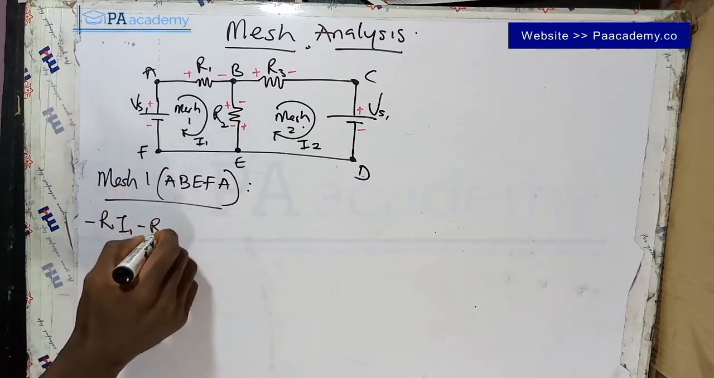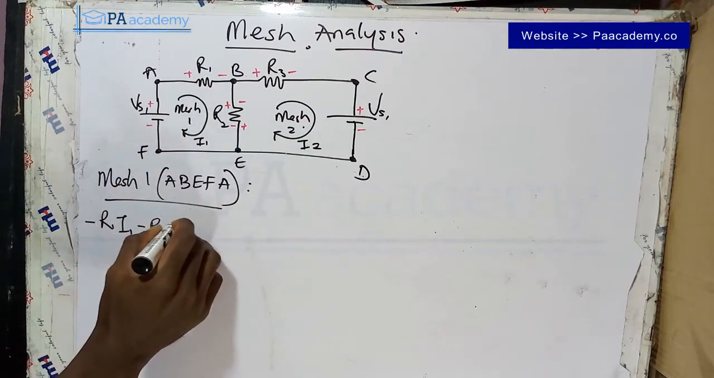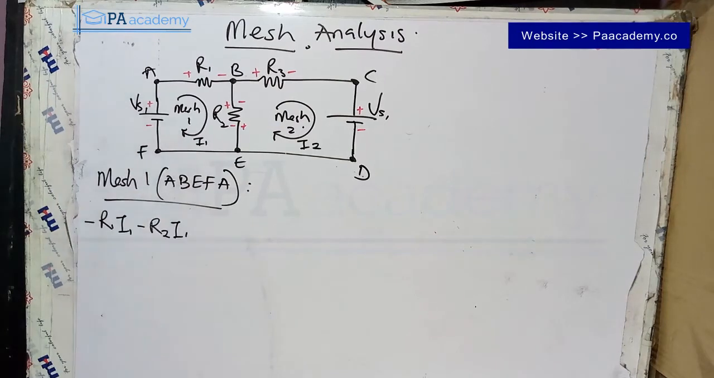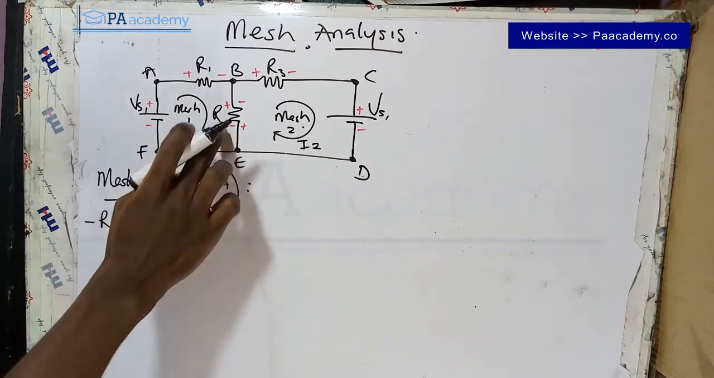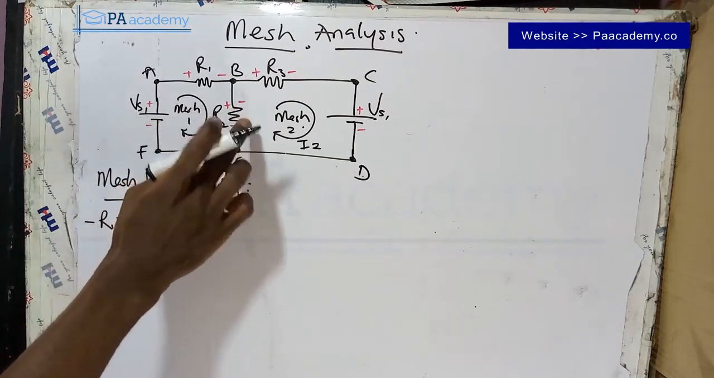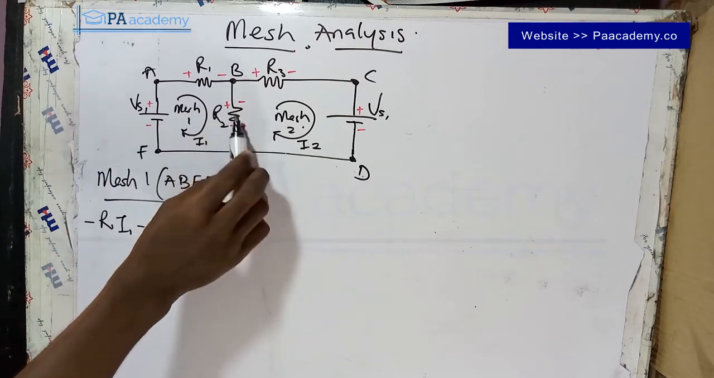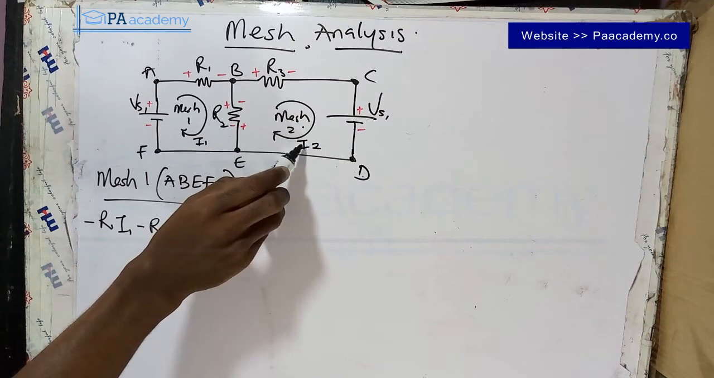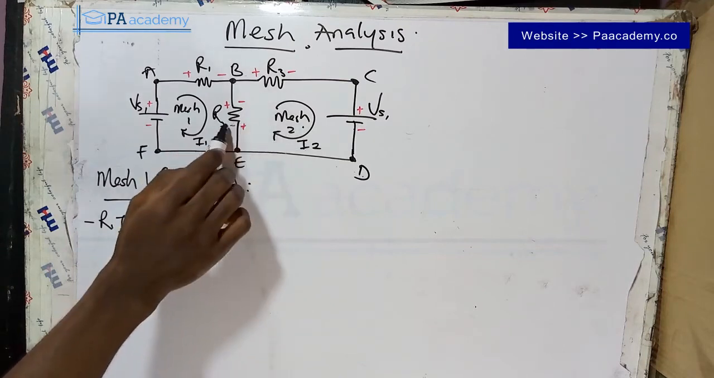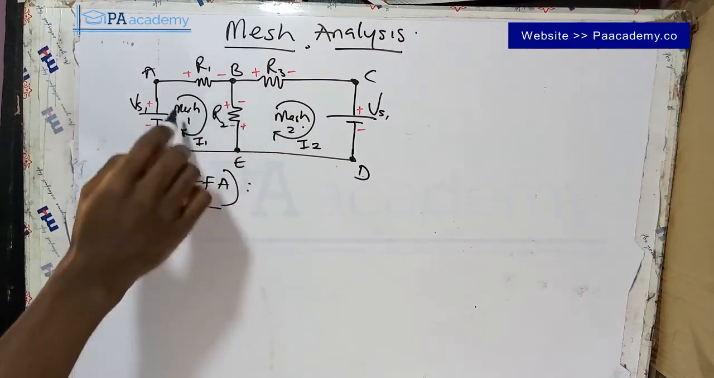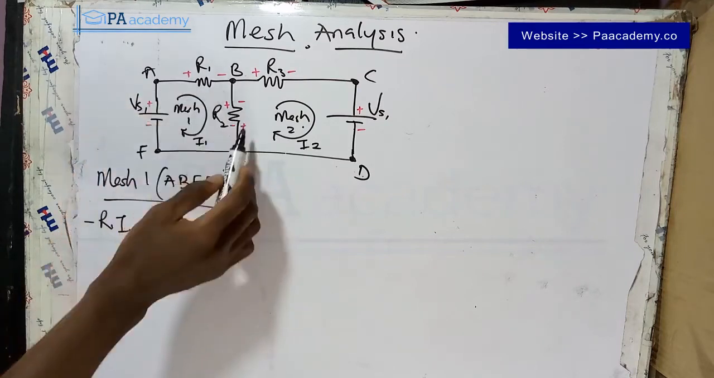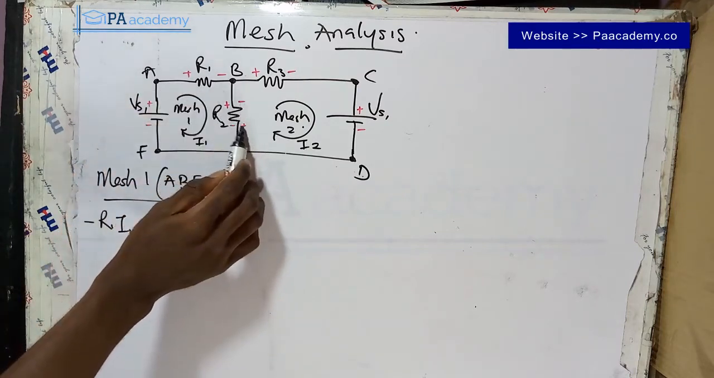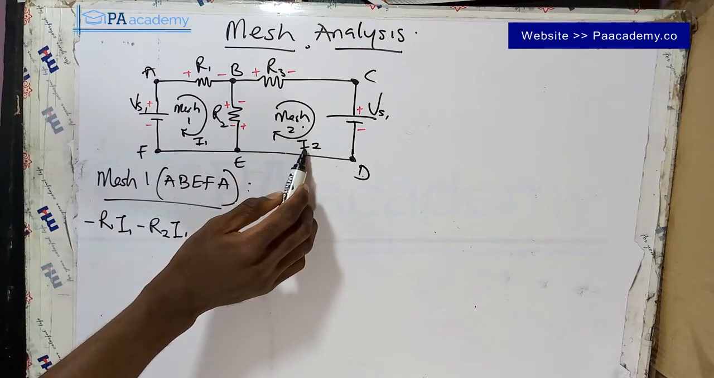That will be minus R2 I1. So let's now, before we move further, there is also another current that is passing through this R2 resistor. That is because current I2 is also passing through this resistor. We are also going to consider that. Now in this direction, it is from positive to negative, but the current is I2. I hope you get that.